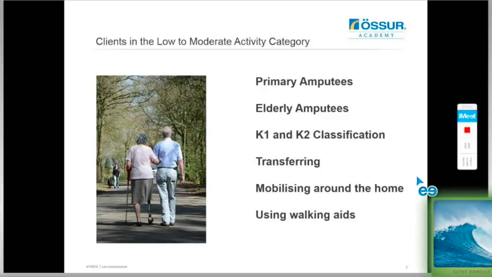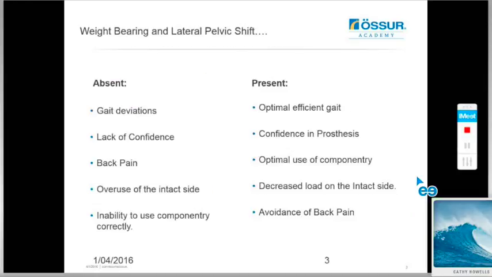These webinars were designed for clients specifically in the low to moderate activity categories, including primary amputees, elderly amputees, K1 and K2 classifications, those who are using a prosthesis for transferring, people who are mobilising around their home, or those using walking aids. Although today's webinar can equally be applied to those in the K3 and K4 classification and using higher levels of technology, which respond better to increased lateral pelvic shift and weight bearing to get more out of the componentry. And we'll see that as we progress through today's webinar.